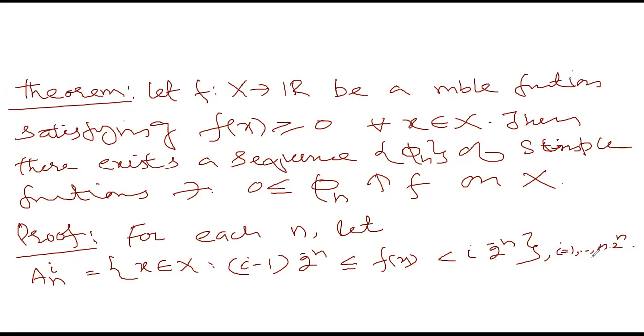Say for n equal to 3, this i varies from 1 to 3 times 2 to the power 3. 3 times 2 to the power 3 means 3 times 8, that's 24. So i varies from 1 to 24 in that case, if n is equal to 3.